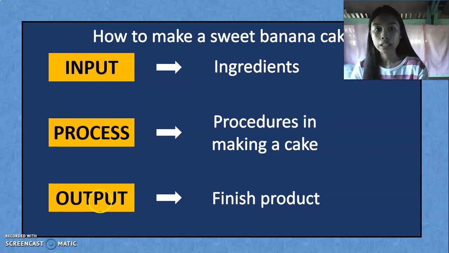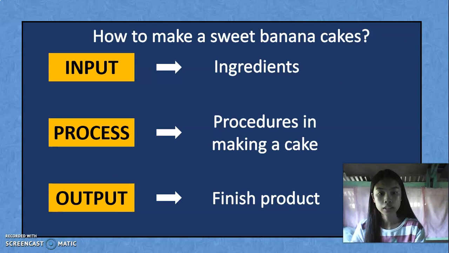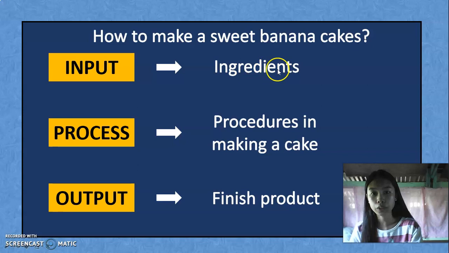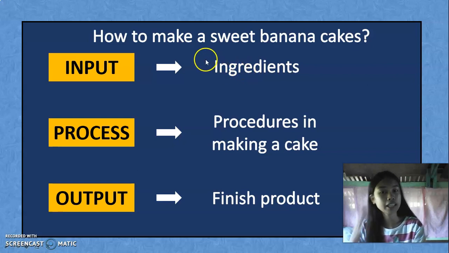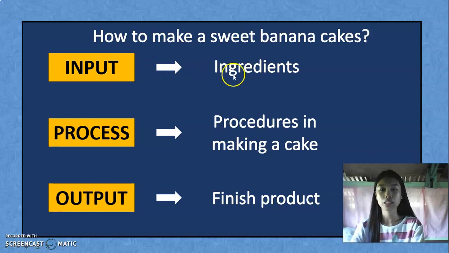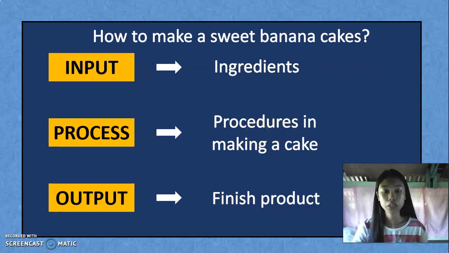So, like for example, this one. How to make a sweet banana cake. So, this is the input. So, bibigyan natin yung mga ingredients for making a banana cake. So, I did how to make a sweet banana cake. So, the input, ingredients. So, the process, procedures in making a cake.